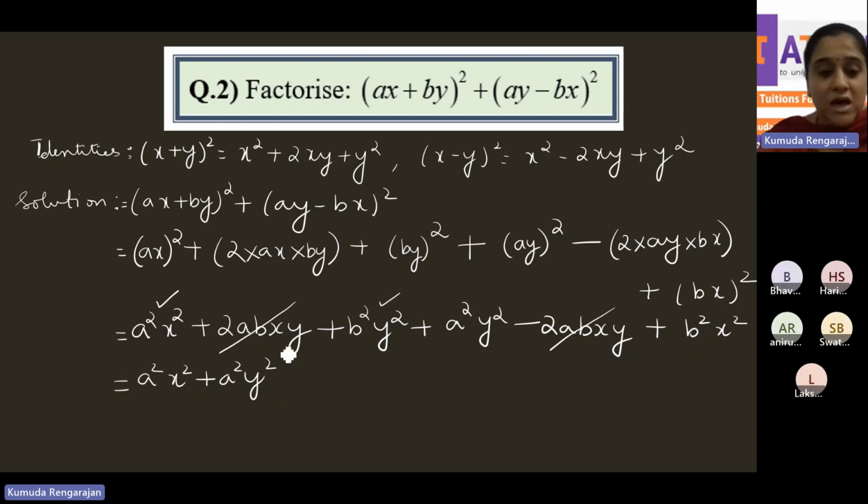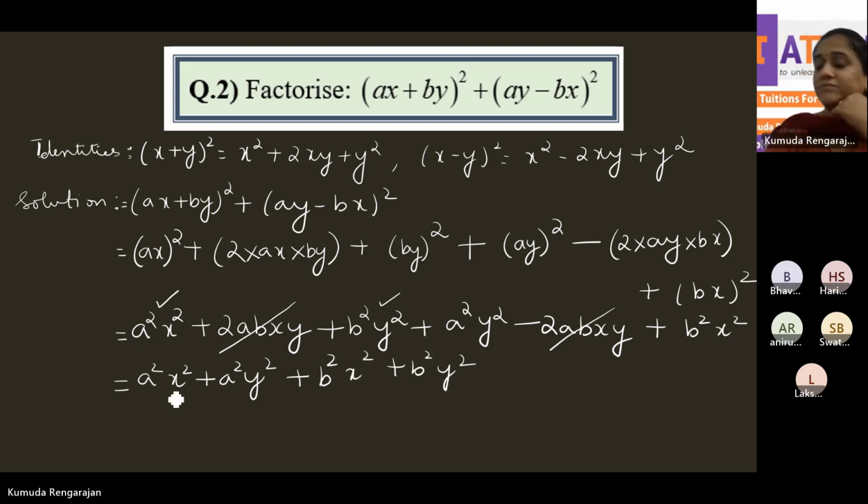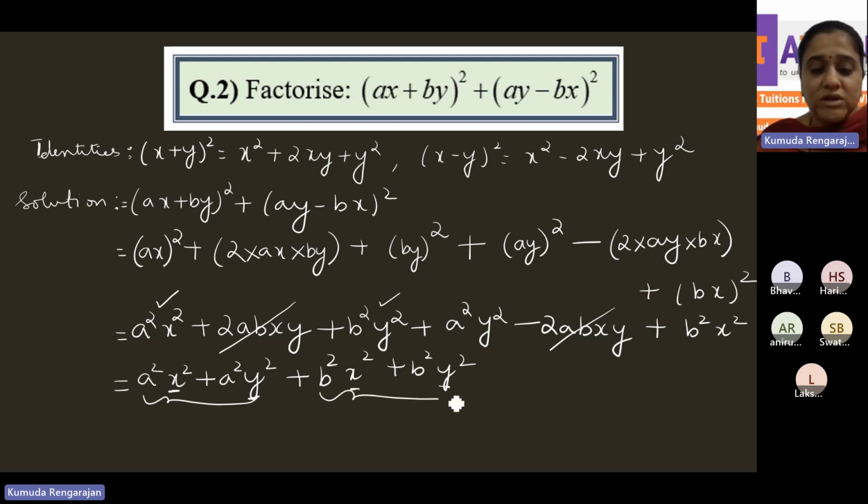A square is common. Now write this b square y square here. Or you can write b square x square first and then write b square y square. You understand why? Like you're writing x square y square, x square y square. So between these two terms, a square is common. Between these two terms, b square is common. So we have rearranged the terms so that the first and the second term have something in common.